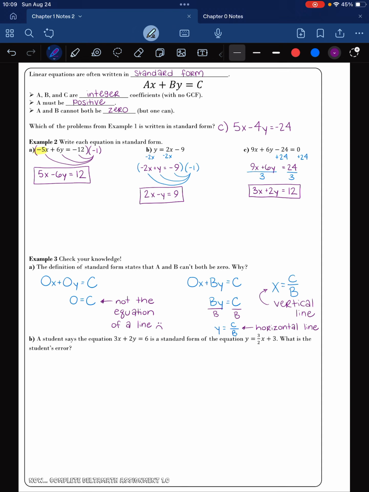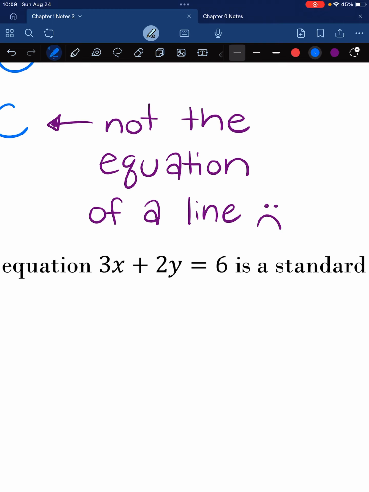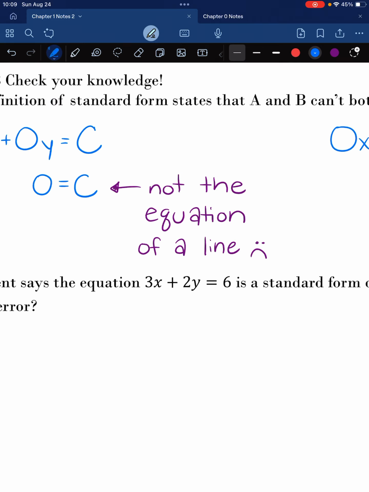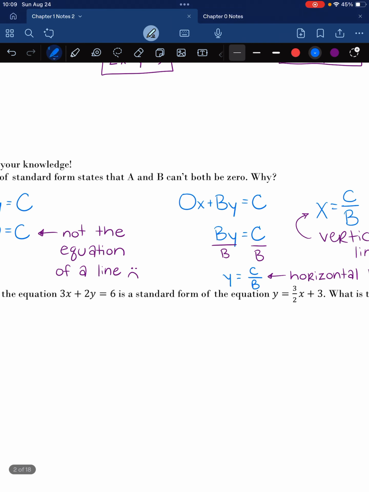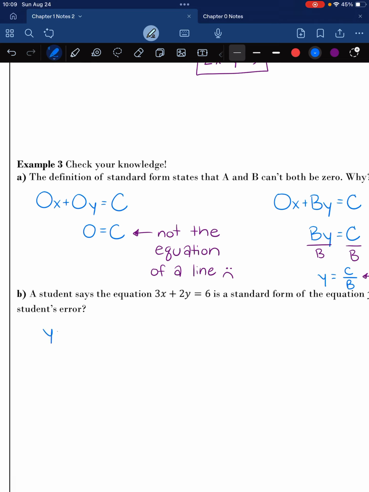Okay, a student says this equation is a standard form of the equation y equals 3/2 x plus 3. What's the student's error? Okay, well, maybe in order to figure out what the error is, we should try this problem ourselves, because that looks like standard form to me. A, b, and c are integers. There is nothing in common, and a is positive, so it doesn't look like anything's wrong right off the bat. Let's go ahead and solve this. Y equals 3/2 x plus 3.